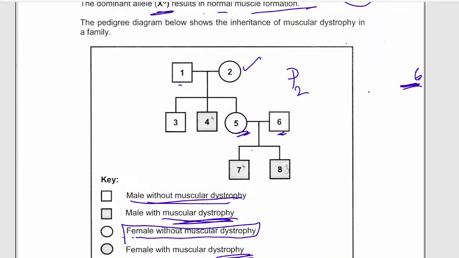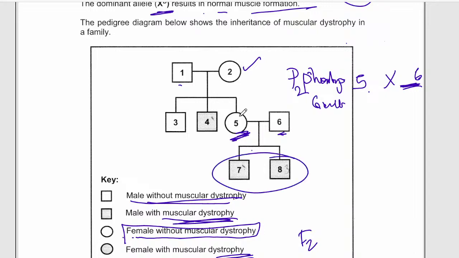P2, F2. You're saying that phenotype. Now we said parent 5. You tell me what it is here. The genotype of parent 5, because they produce kids who have the disorder, means that parent 5 is X capital D, X small d, and then crossed with parent 6, X capital D, Y.